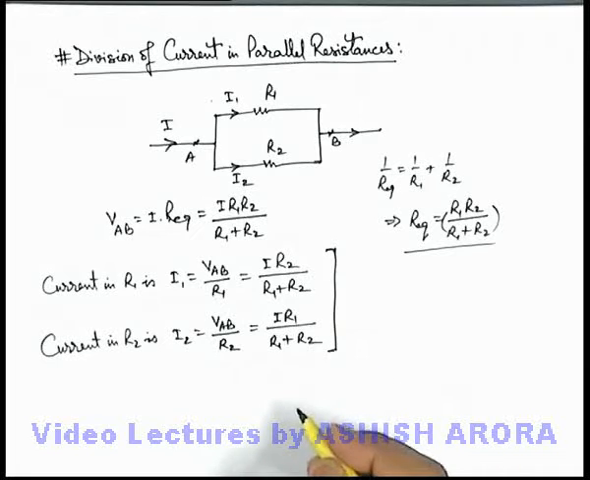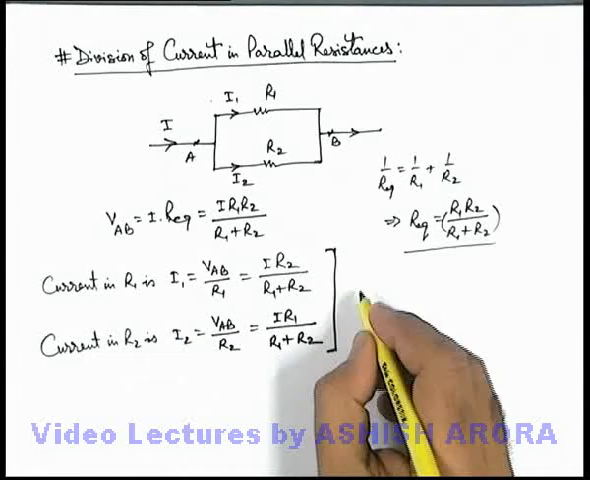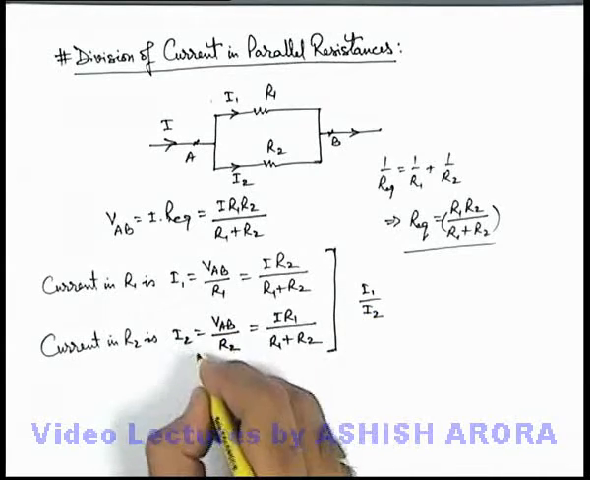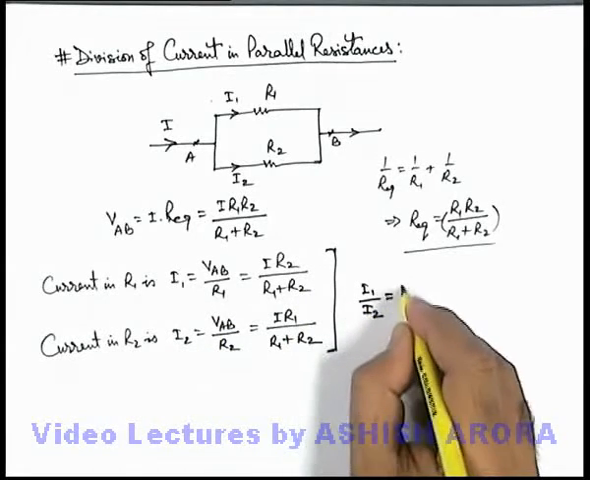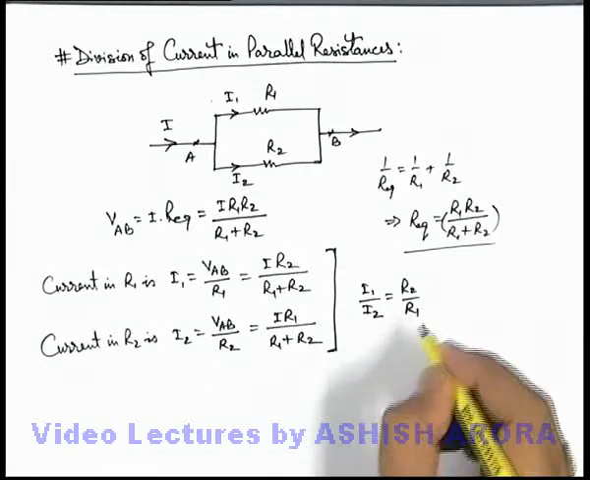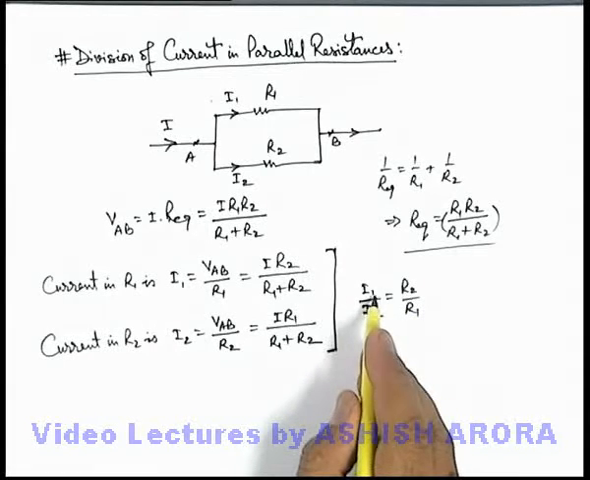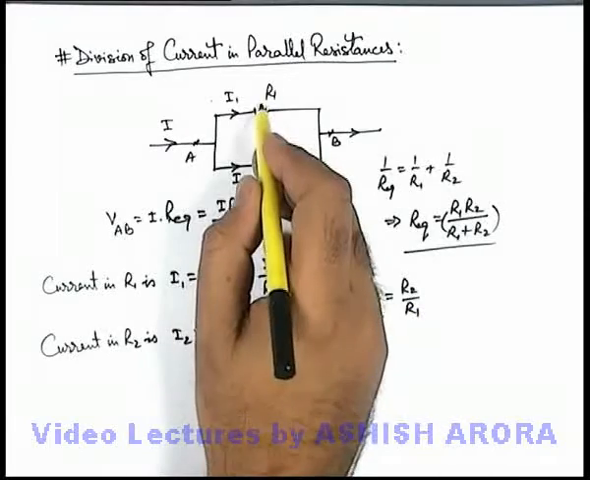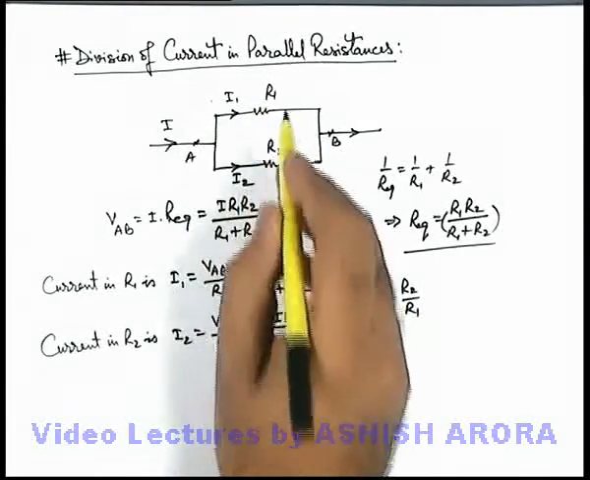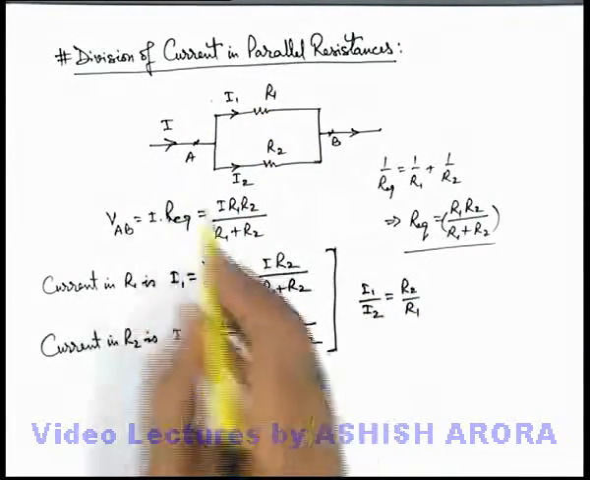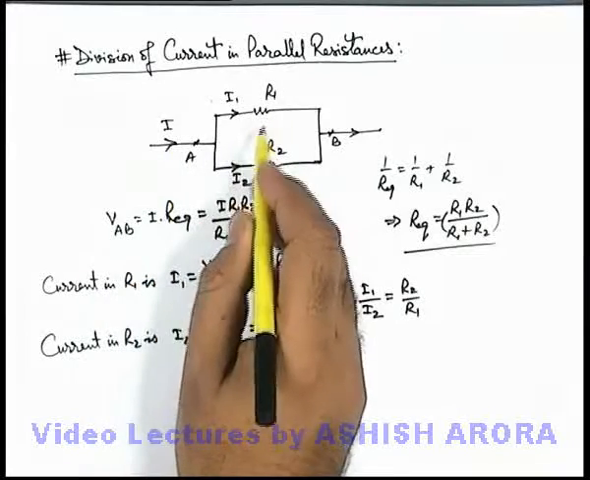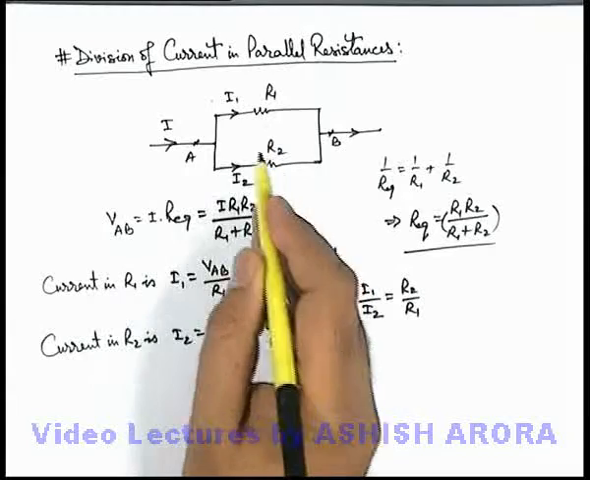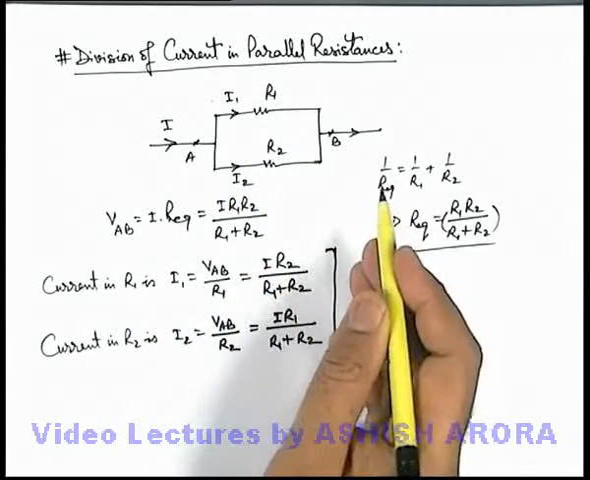As well as one important thing here, you can see that if we take the ratio of these currents I1 and I2, on dividing we are getting R2 by R1. That implies the current is inversely proportional to the resistance. That means whichever resistance is low, more current will flow through that, or current will always have the tendency to choose the path where resistance is less because it can flow easily.